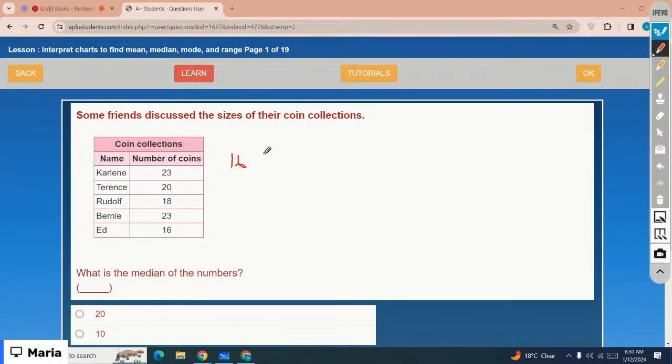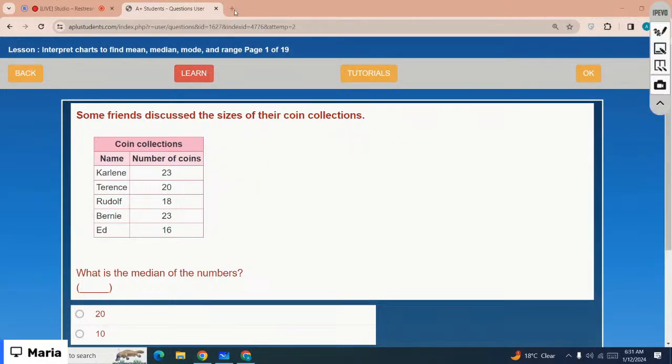The least one is 16, then 18, then 20, then 23 and 23. Right now that is arranged from least to greatest. The middle one is exactly the median of the data that divides the data into two groups. The numbers before the median are less than the median, and the numbers after the median are the ones that are greater than the median, right?